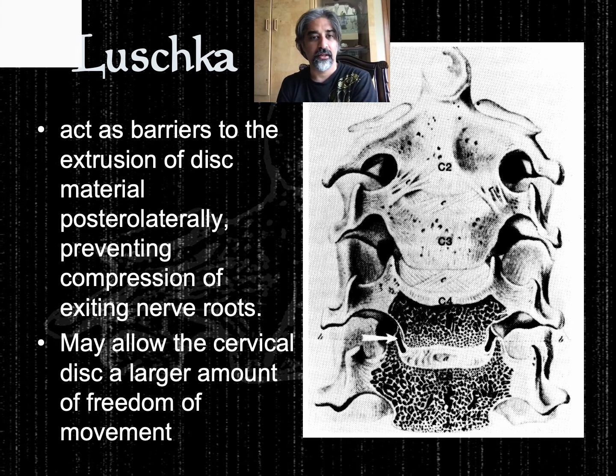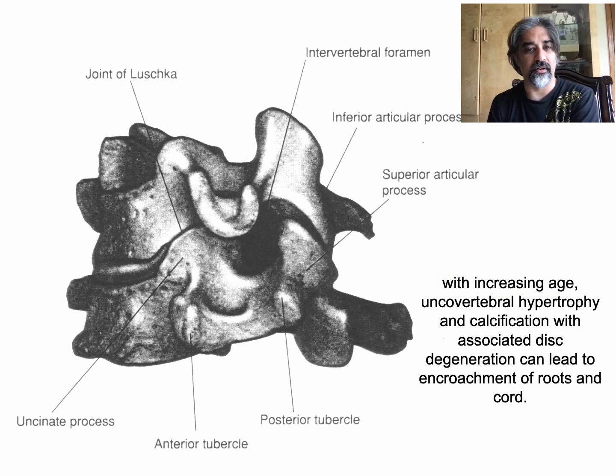This is a picture of it from a neurosurgical book, and I really love the way the uncus is obvious here, and the uncovertebral joint or joint of Luschka is here, and you can see how the disc is maintained within there. But if there were any degeneration here, it would probably cause compression of the nerve root as it comes out here.